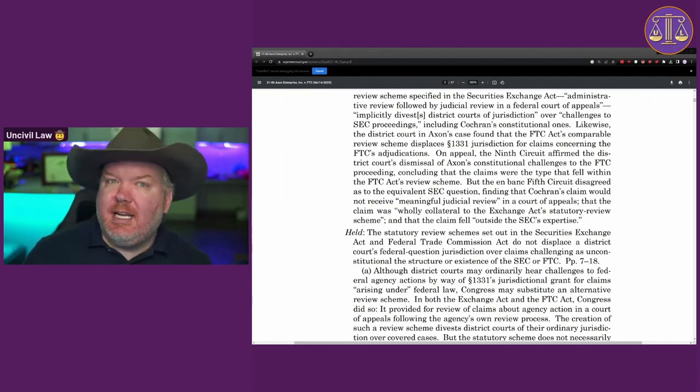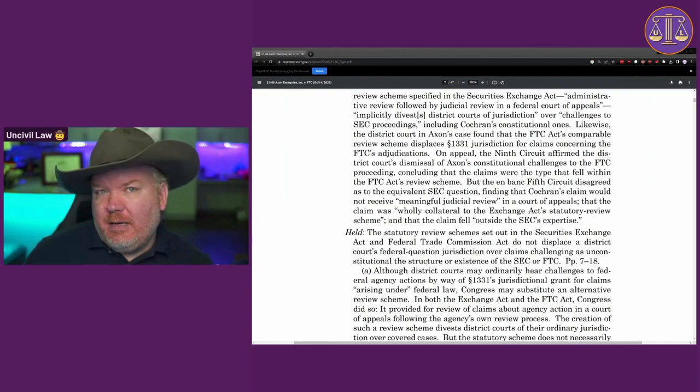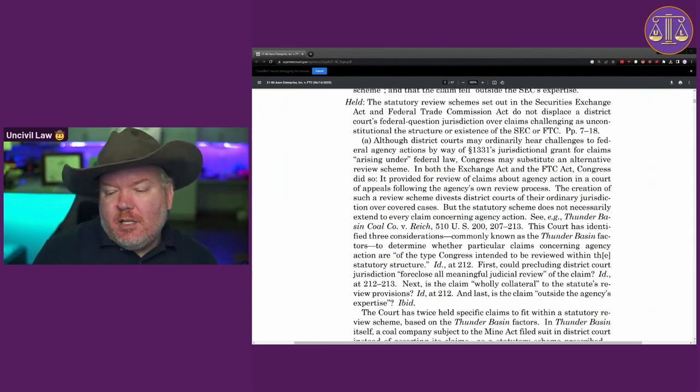And so both cases get kicked up to the United States Supreme Court at basically the same time. It's a split of authority on the issue. And so the U.S. Supreme Court's asked to resolve the dispute. The Supreme Court says the statutory review scheme set out by the SEC and FTC do not displace the district court's federal question jurisdiction over challenges of the unconstitutional structure.